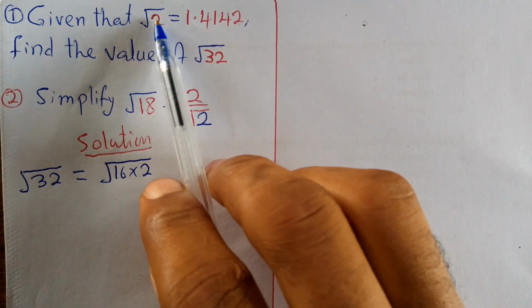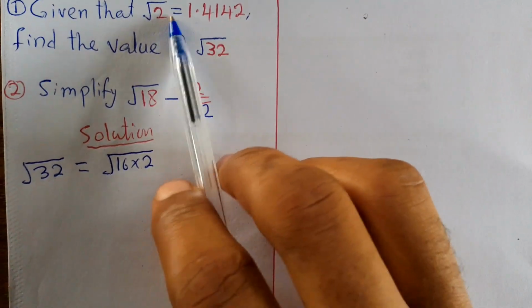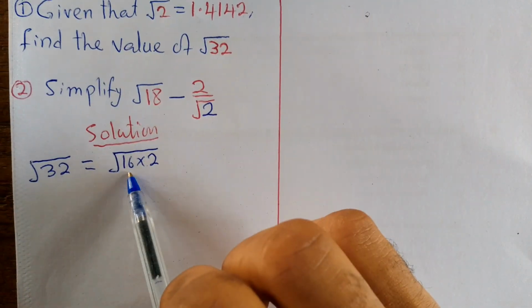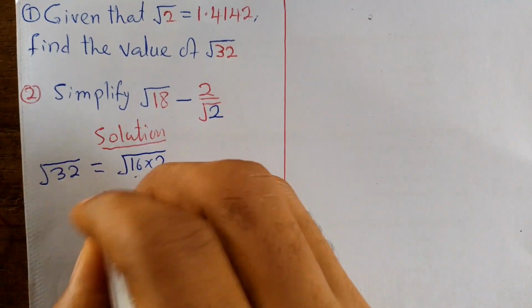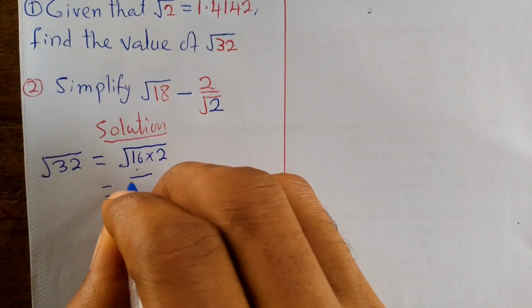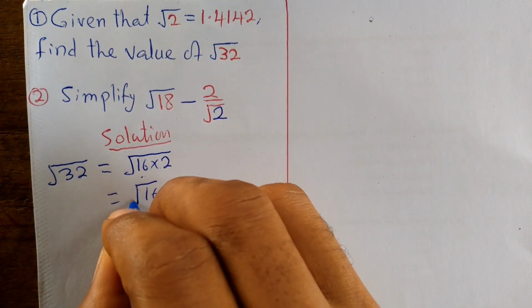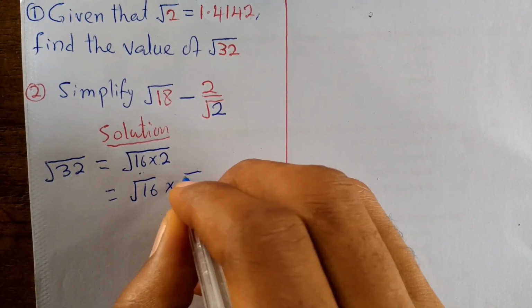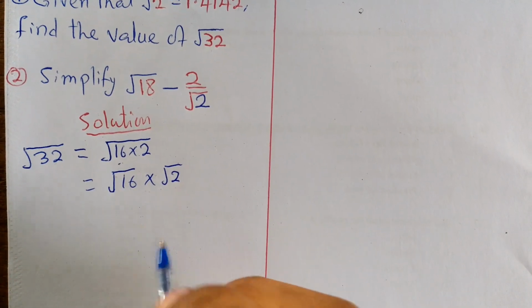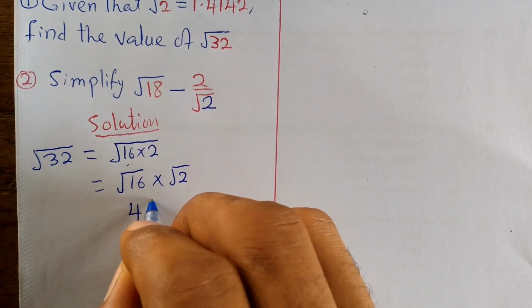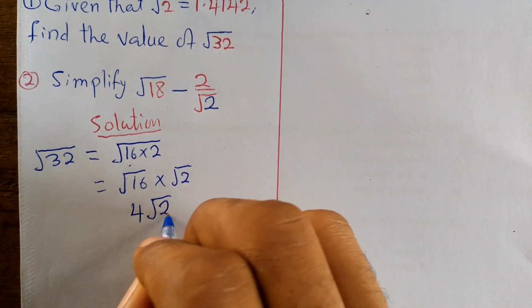Even here, we are given the clue that we have to use 2. So 16 times 2 will give us 32. But this is a perfect square number, so this can also be written as root 16 times the root of 2. And then root 16 is 4. It becomes 4 root 2.